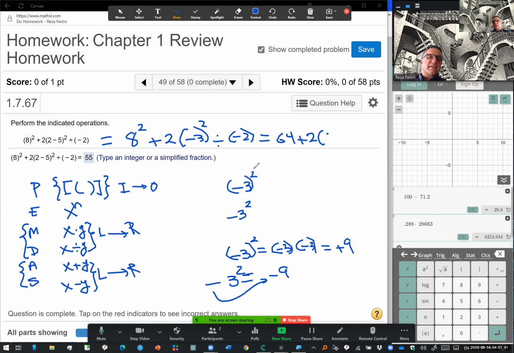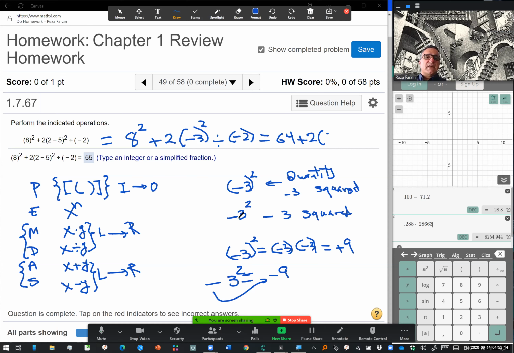Or you can say the square of -3, right? That's okay too. This one, if you want to read it correctly, is quantity -3 squared. Now, how do you read this one? This one, you just say -3 squared. See what I mean? Because here, that negative is not going to be squared. The only one that's going to be squared is the 3.